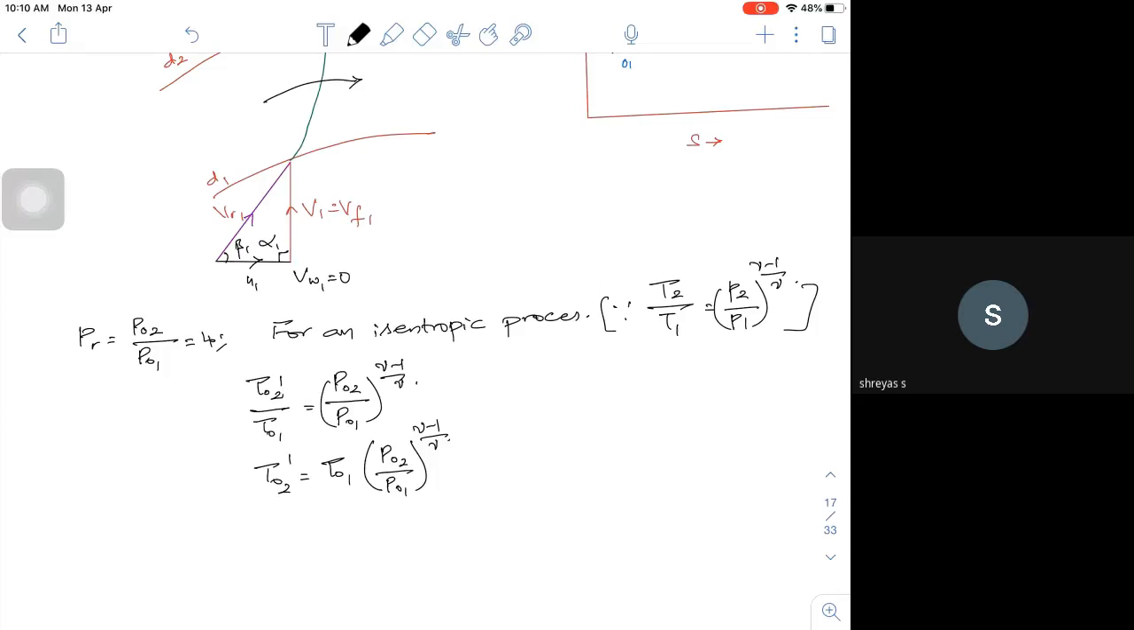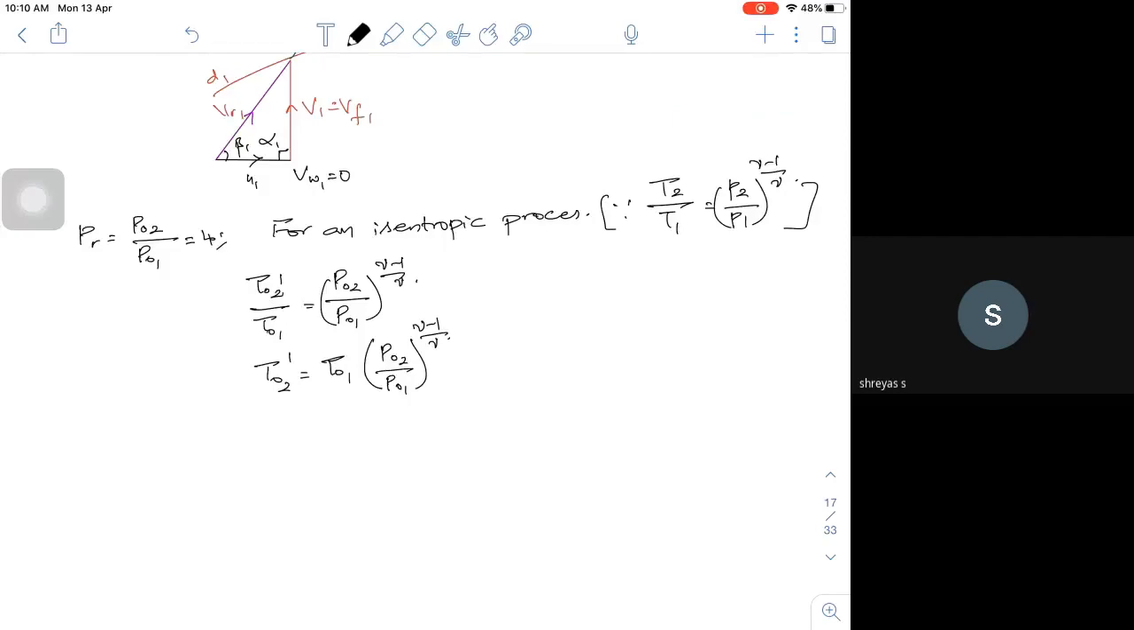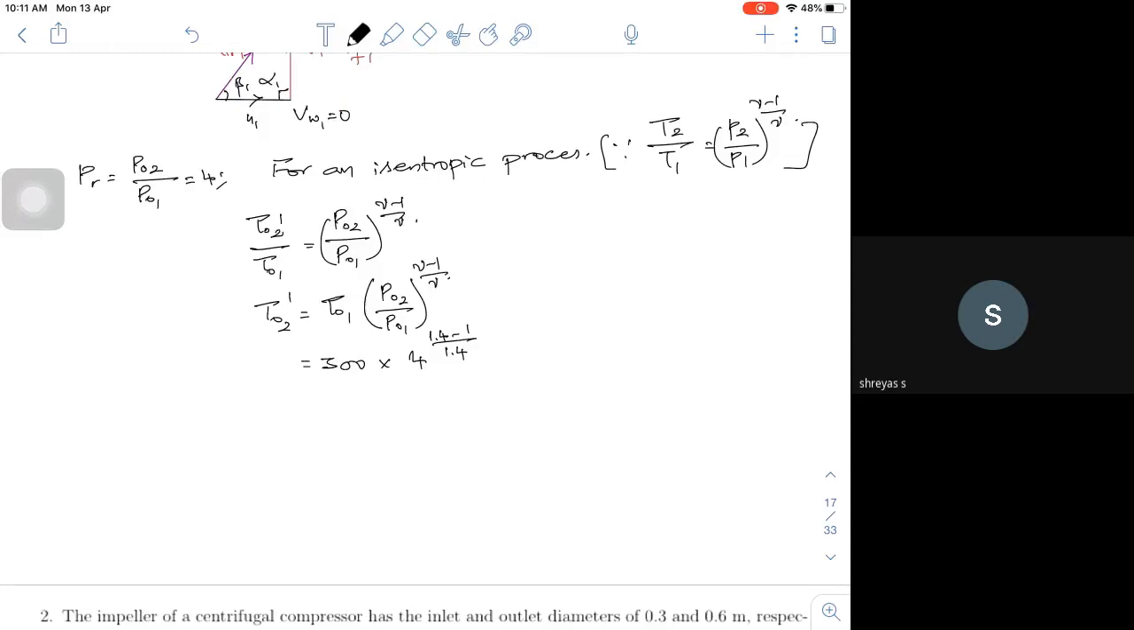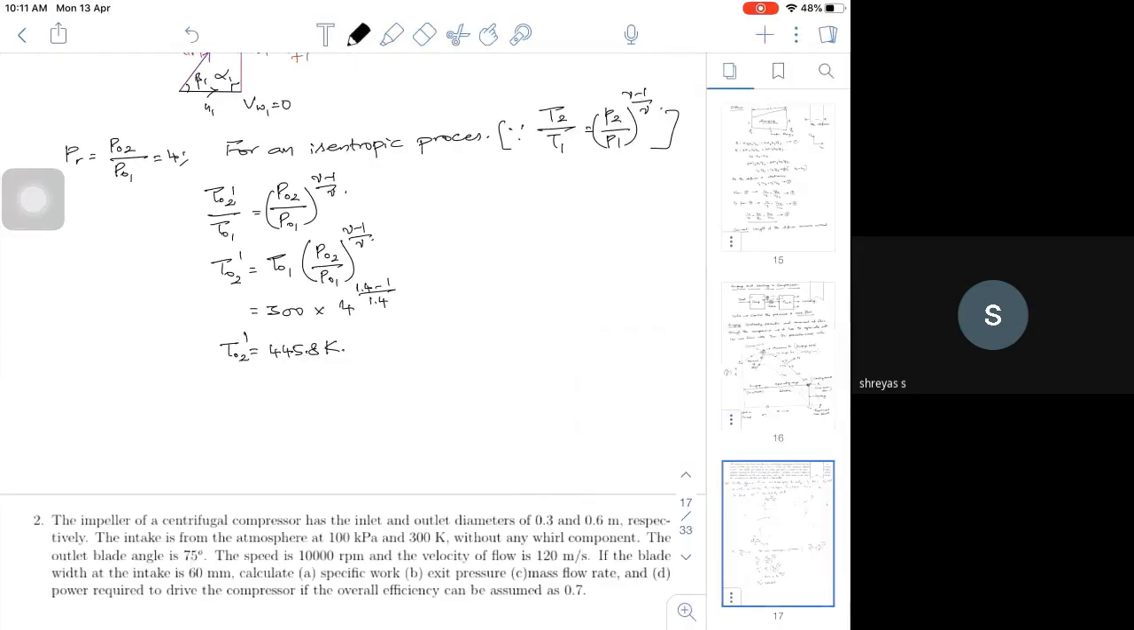So, what is my T01? It's given numerically as 300 Kelvin into 4 to the power of 1.4 minus 1 divided by 1.4. Now, if I calculate the values, I may end up with T02 dash as 445.8 Kelvin. So, roughly around 446 Kelvin. So, this is the T02 dash.